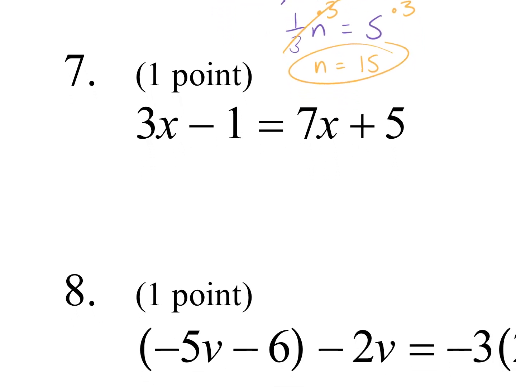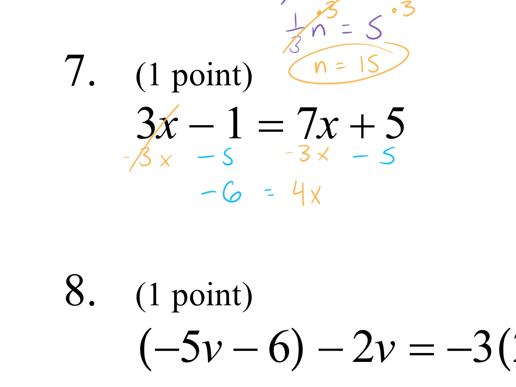For 7, what should I do first? Minus 3x, move it to the other side. So I'm combining it with these 7x because they're like terms. So that gives me 4x. What else could I do? Minus the 5. So what's -1 minus 5? -6. Now we're trying to get the x all by itself.